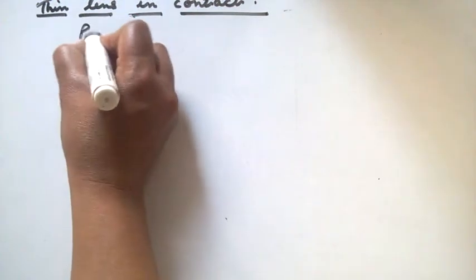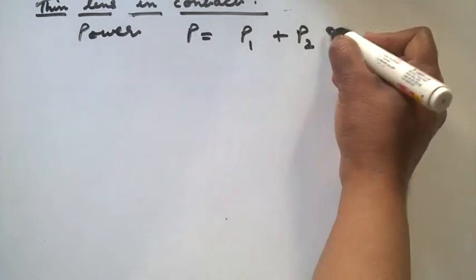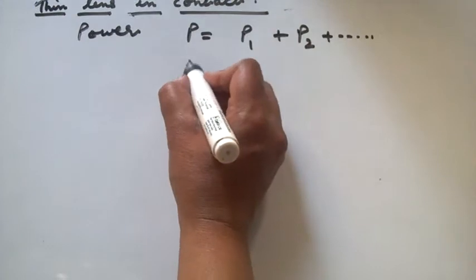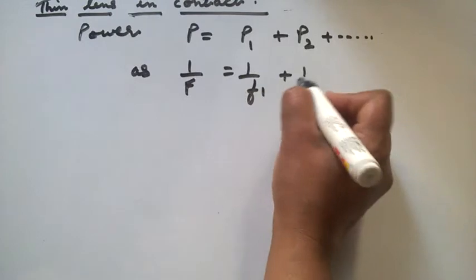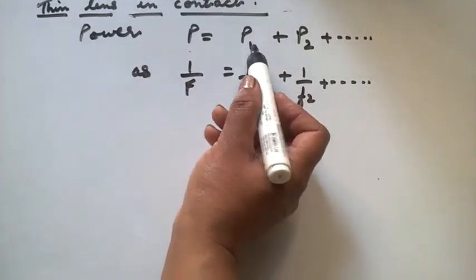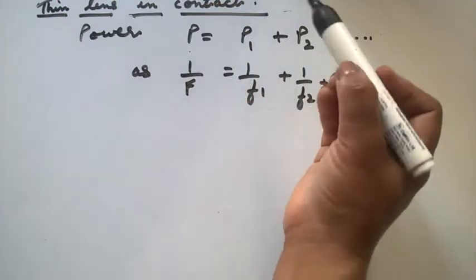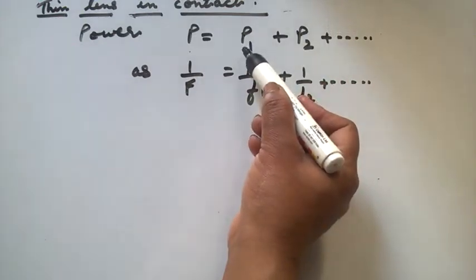Also write what is the power of an equivalent lens. As we know, it is the reciprocal of the focal length. So power P is the algebraic sum of all the powers of the lenses, and it is equal to 1 upon f, as 1 upon f is equivalent to 1 upon f1 plus 1 upon f2. Therefore power is the algebraic sum. If we are taking a concave lens, the power of a concave lens is negative and the power of a convex lens is positive.